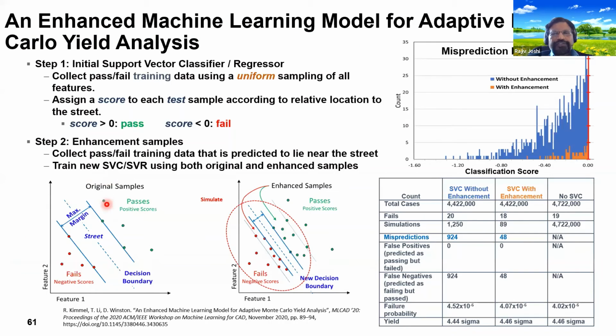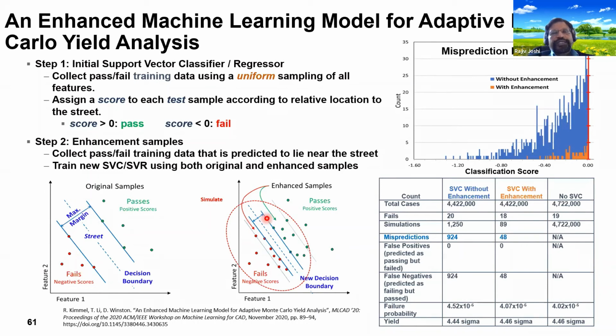So here is another one, which is from IBM, and this is called an enhanced machine learning model for adaptive Monte Carlo analysis. What you do is basically use an initial support vector classifier or regressor, where you collect pass-fail training data using uniform sampling, again the same thing, and you assign pass or fail scores to it, and then you plot it. So the original samples are in this region, this is variable 2, variable 1, and these are failure points, and then you draw these decision boundaries here. And the maximum margin is in the original samples.